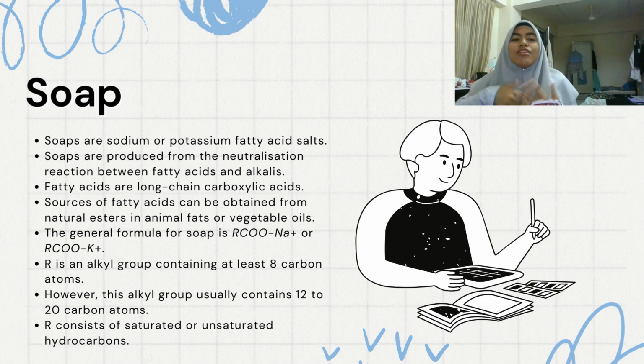The general formula for soap is RCOONa+ or RCOOK+. R is an alkyl group containing at least 8 carbon atoms. However, this alkyl group usually contains 12 to 20 carbon atoms. R consists of saturated or unsaturated hydrocarbons.